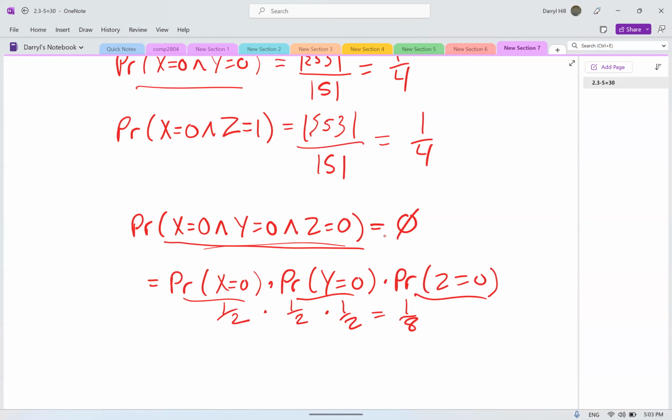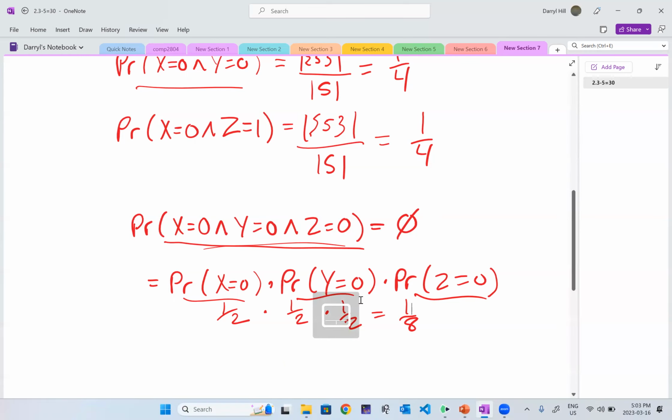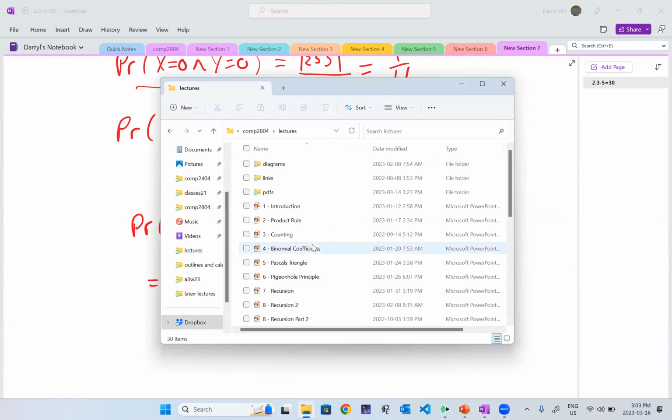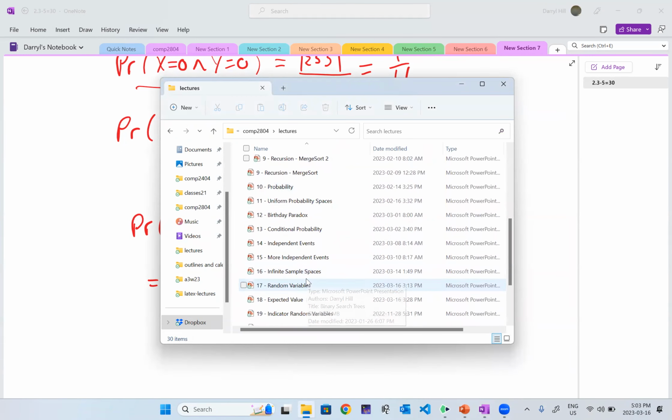So let's start on the expected value, which is kind of when we start to use independence in order to prove stuff.